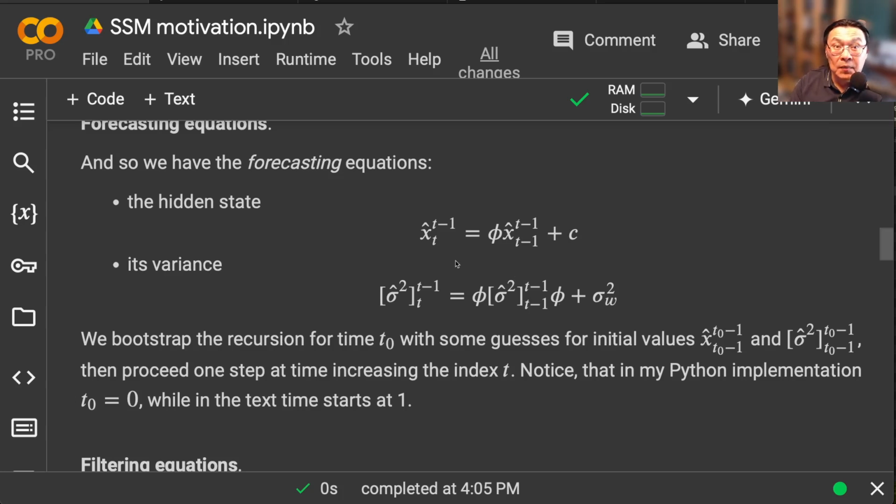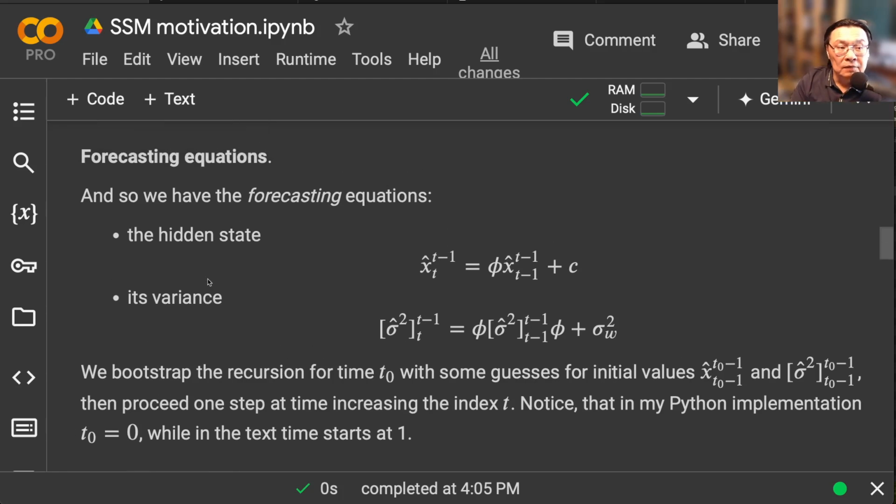So to bootstrap, to make the very first prediction at time t0 when our data set starts, we need to guess initial values of x at t0 minus 1, t0 minus 1, and the variance. So imagine if your time starts at 1, then you need x at 0, 0, very first guesses. Only these two guesses we need in the very beginning, right? And after that, it just recursively keeps going because we will be using the previous values. So that is our forecasting equations.